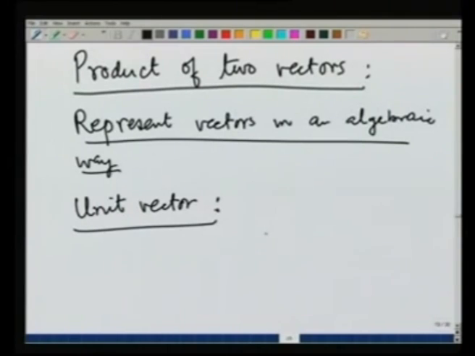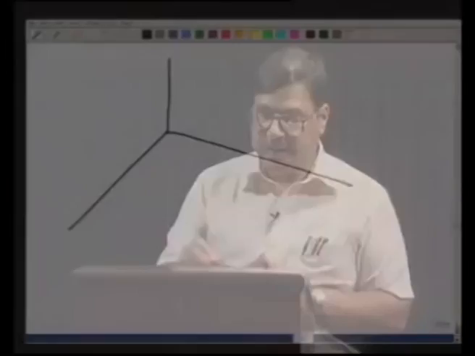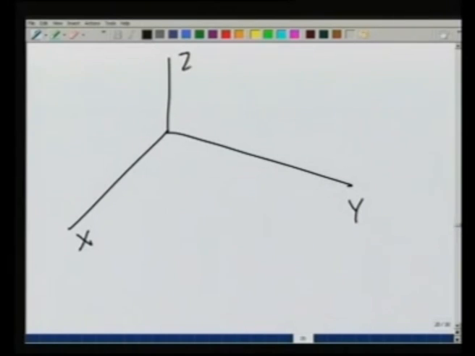A unit vector is a vector of magnitude 1. So, let us say unit vector n, and to show that it is a unit vector we make a hat on top of the vector. This magnitude is going to be 1, and it could be any direction. In particular, now we will take the x, y and z axis, a Cartesian coordinate system, and define unit vectors in x direction, call it i, unit vector in y direction, call it j, and unit vector in the z direction, call it k.